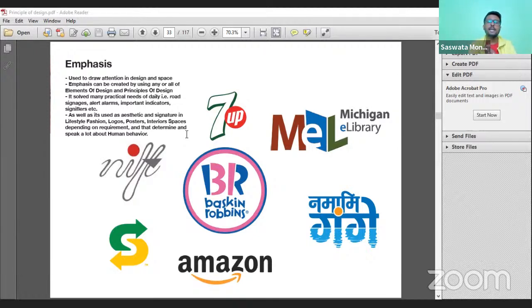Now, inside that, if something particular is drawing your attention, catching your eye, like in 7-Up, you have the Up, which is catching your attention. In NIFT, you have this red color Ica dot, which is drawing your attention. Over here, you have this yellow color dot, which is drawing your attention. So that is all about emphasis. Something used to draw attention in design, something which is standing out of the box, looking different from whatever is all around it. That is all about emphasis.